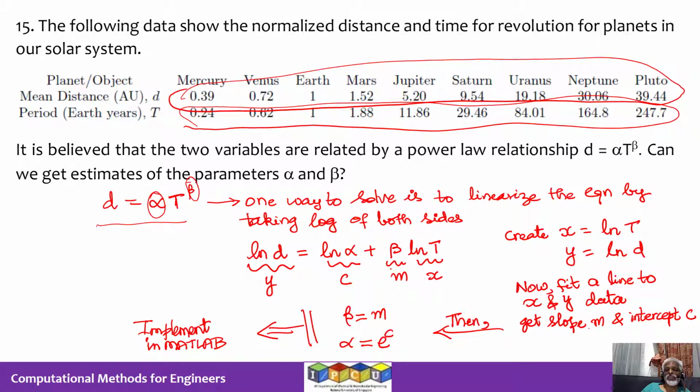So what happens is, this model d is equal to alpha t to the power of beta can be transformed into y is equal to mx plus c. That means this is the equation of a line. What are the correspondences between the two models? y is nothing but ln of d, x is nothing but ln of t, c is equal to ln of alpha, and m is equal to beta.